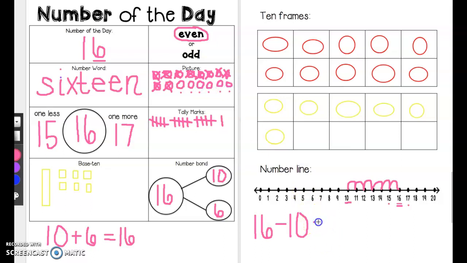So 16 minus 10 equals what? 6. That's how many worms we would have left if we started with 16. The fish ate 10 of them. They're gone, right? And now I have 6 left.